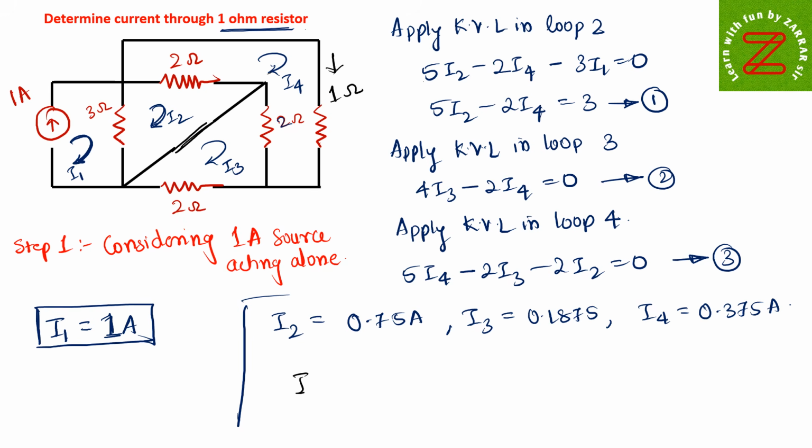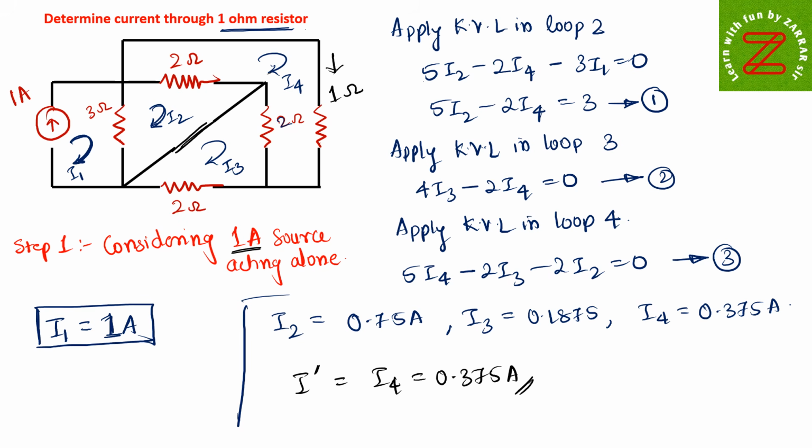So I can directly write I dash is equal to i4 is equal to 0.375 ampere. This I have got, the current, only when the 1 ampere source is acting alone, and we have removed the voltage source. Now in the next part we will add this voltage source and we will try to analyze the equation. So let's add the voltage source and remove the current source.